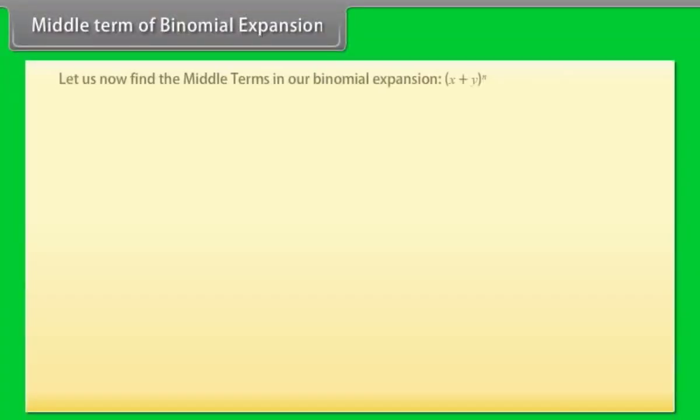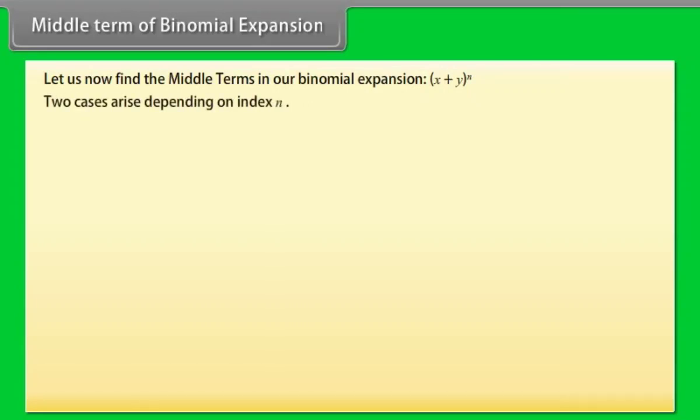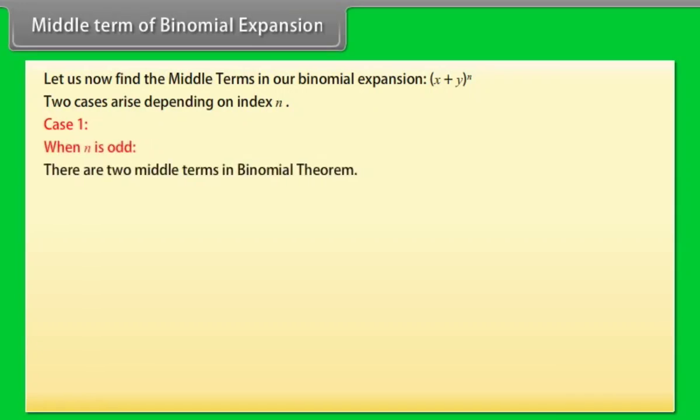Middle term of binomial expansion. Let us now find the middle terms in the binomial expansion (x + y) raised to power n. Two cases arise depending on index n. Case 1: when n is odd, there are two middle terms in the binomial theorem: the (n+1)/2 th term and the ((n+1)/2 + 1)th term.